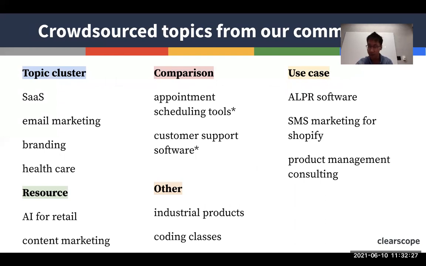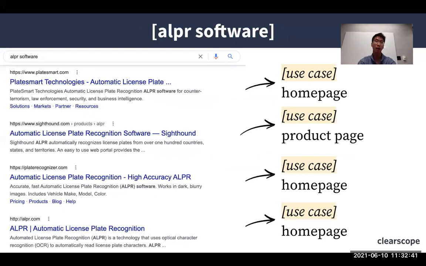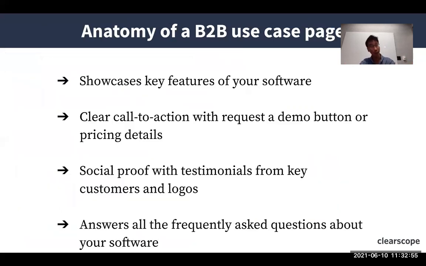I have one more page, and then I'm happy to do some live examples and answer some questions. Your last page type that is going to be part of the core of the 4 page types of B2B SEO is going to be your use case page. So we have here ALPR software, again, automatic license plate recognition software. And we have basically use case, use case, use case, use case, homepage, product page, homepage. Pretty standard and straightforward.